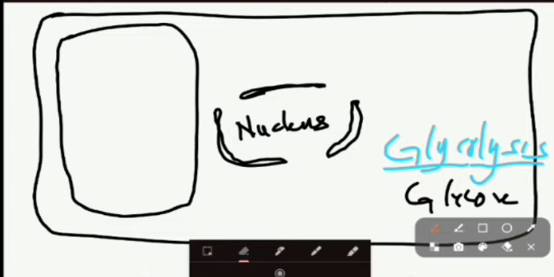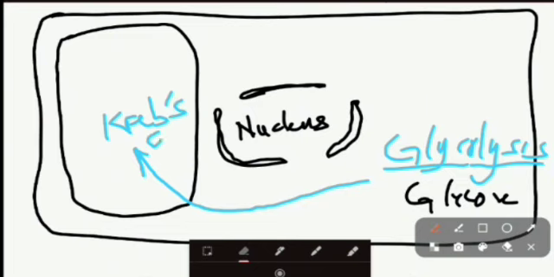Whatever product is gotten from that glycolysis will be taken into the mitochondria, where the product will undergo another reaction called the Krebs cycle. So we call it the Krebs cycle, and that happens in the mitochondria here. It is this Krebs cycle that actually generates a lot of ATP, typically about 20 ATP in some textbooks.